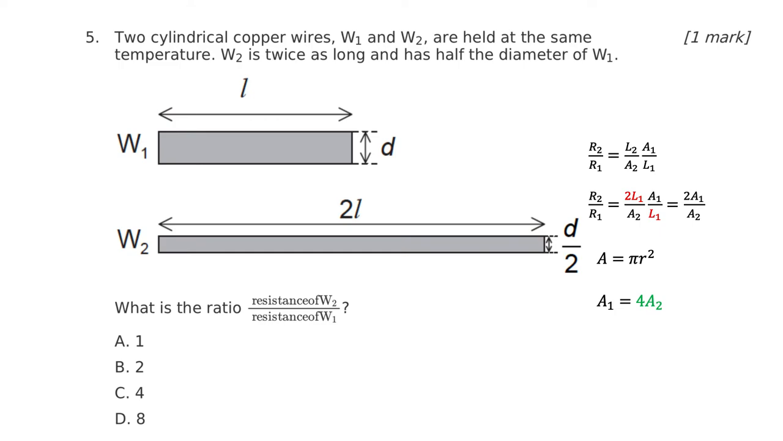And so therefore, the area of 1 is going to be 4 times our area of 2. And the reason for that is because 2 has got half the diameter. If we halve the diameter, we halve the radius, and therefore squaring that brings out a factor of 4. So our area of the big wire is 4 times greater than the area of the thinner wire.